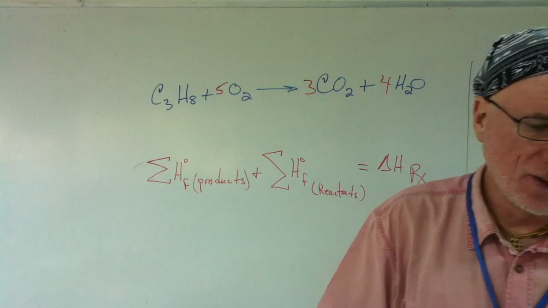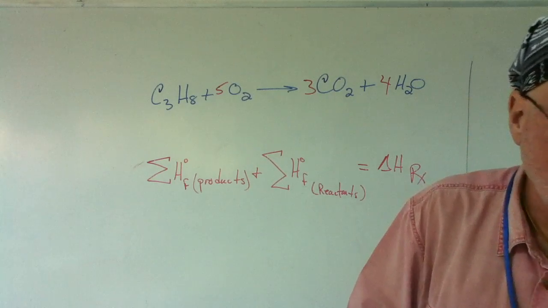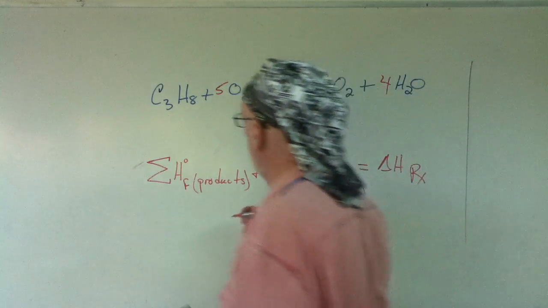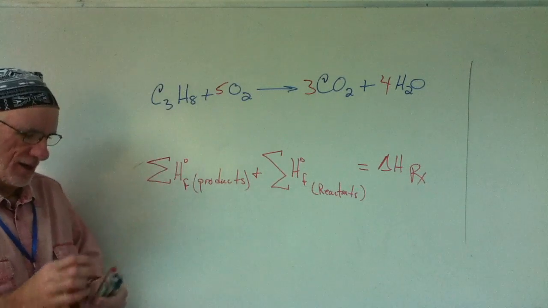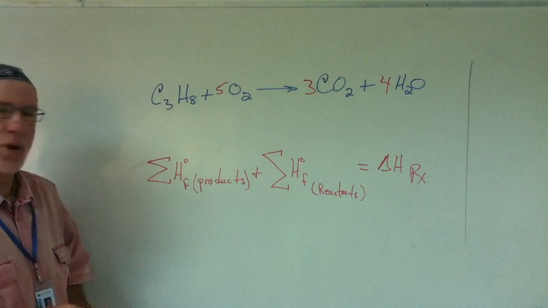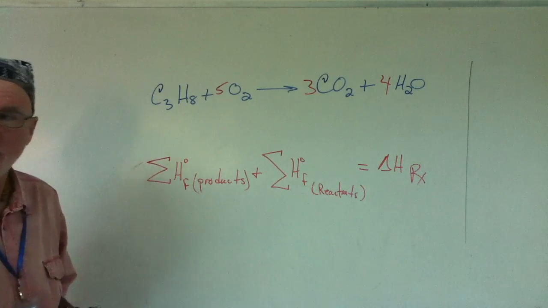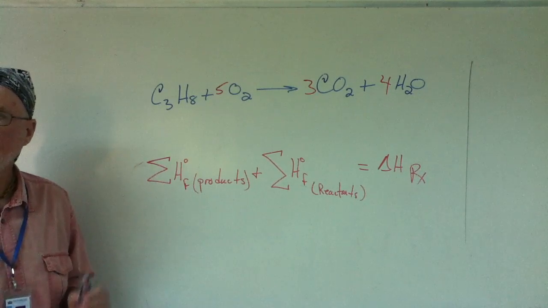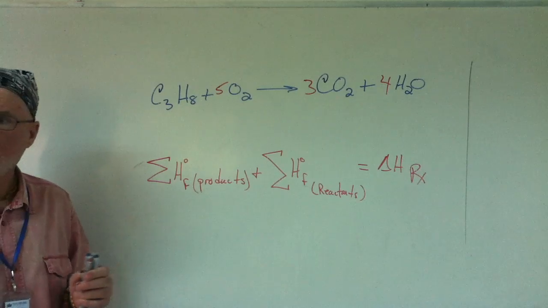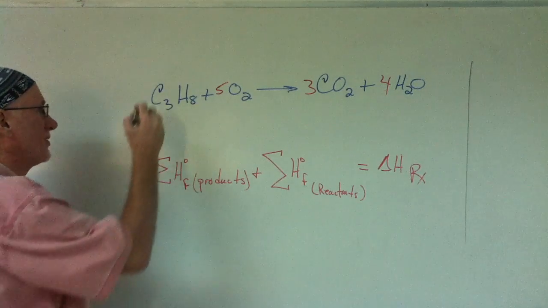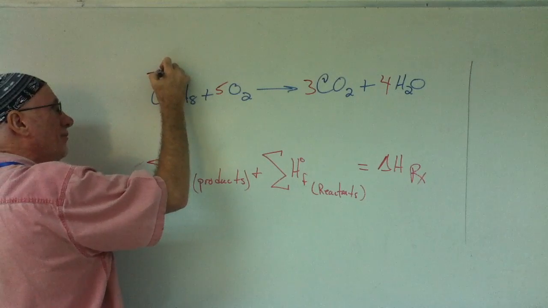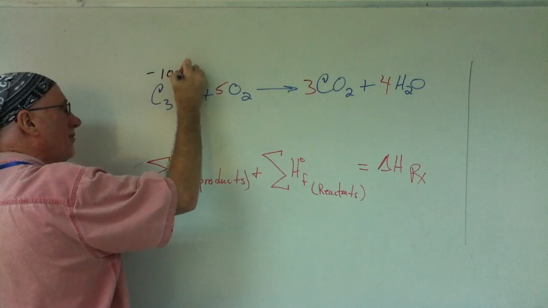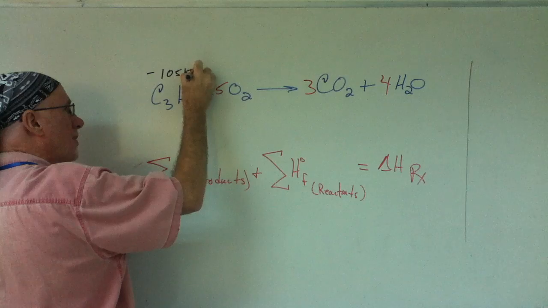Okay, so what are the enthalpies of formation? It's right in your book there. What is it of propane? And these are all per mole now, don't forget. Anytime you get one of these values, and they're all in your sheets, it's per mole. What is it for propane? Negative 105. Kilojoules per mole? Yep.